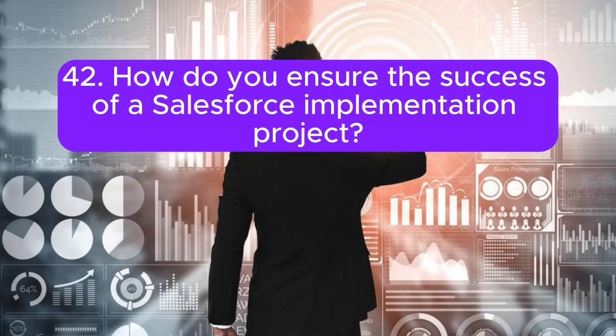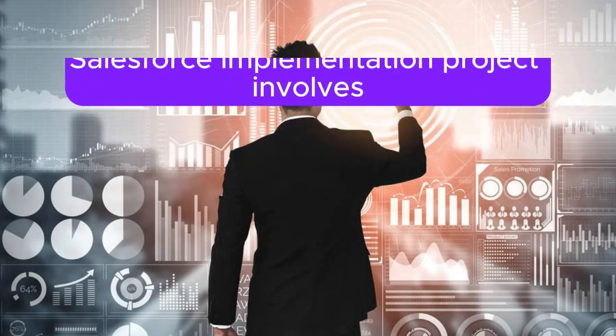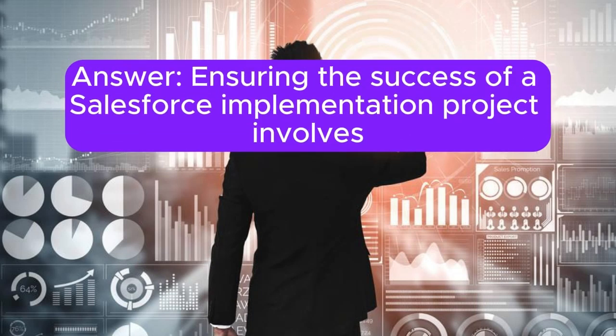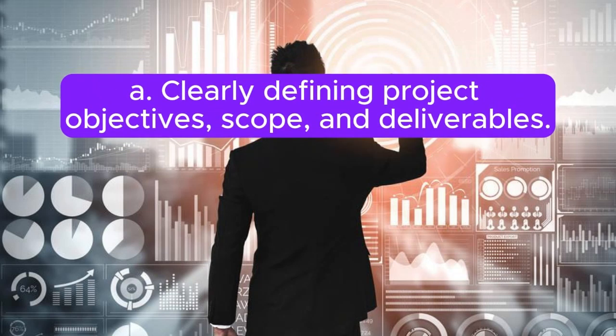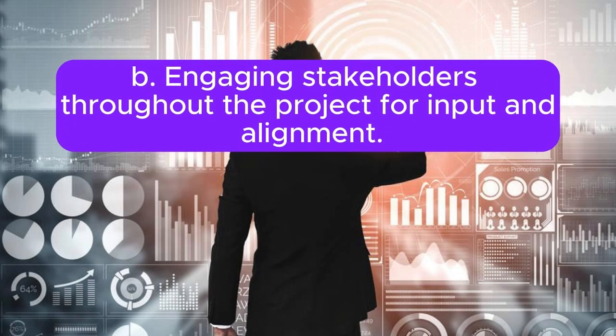42. How do you ensure the success of a Salesforce implementation project? Answer: ensuring the success of a Salesforce implementation project involves A. Clearly defining project objectives, scope, and deliverables. B. Engaging stakeholders throughout the project for input and alignment.